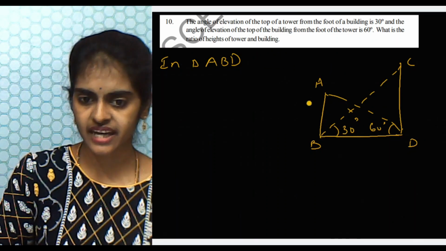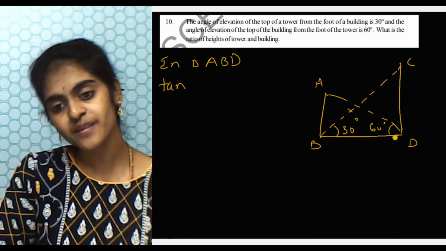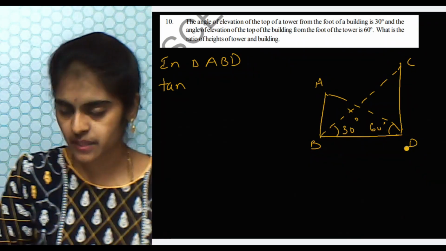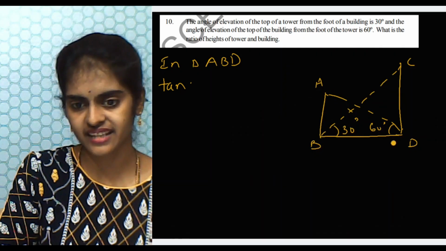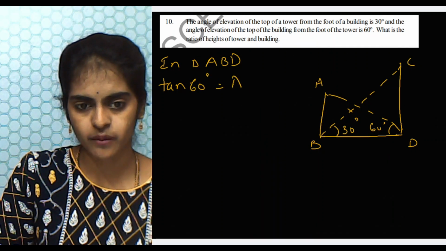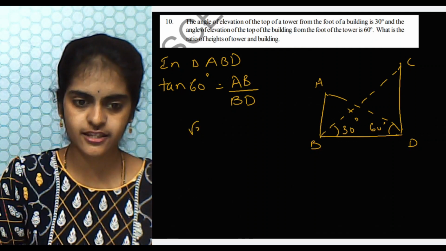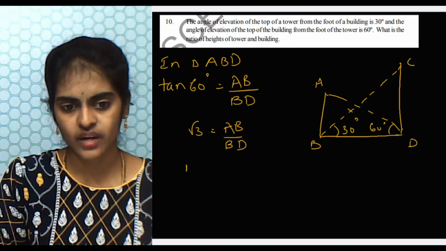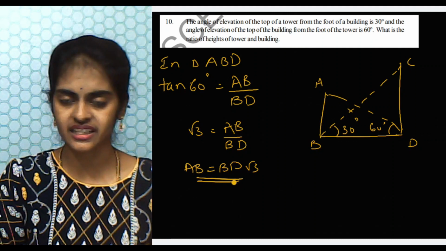So in this triangle, let me take tan because I want the height, I want the opposite side. And BD is a common side for both the triangles. So I'm taking BD. So tan here it is tan 60. In triangle ABD, this is the angle. Tan 60 is equal to opposite side AB by adjacent side BD. Tan 60 is root 3, equal to AB by BD. So AB is nothing but BD root 3. So this is one condition you got.